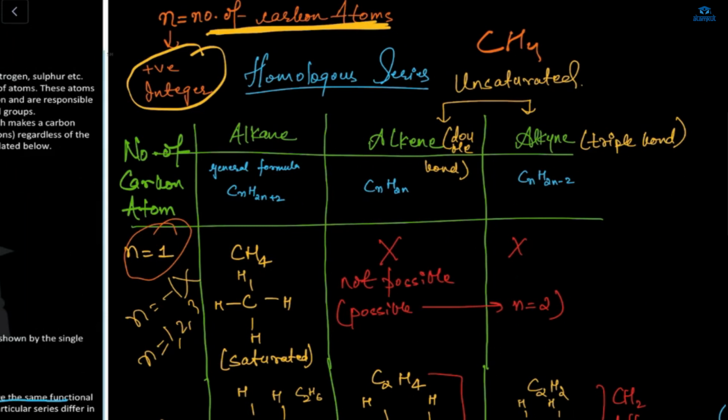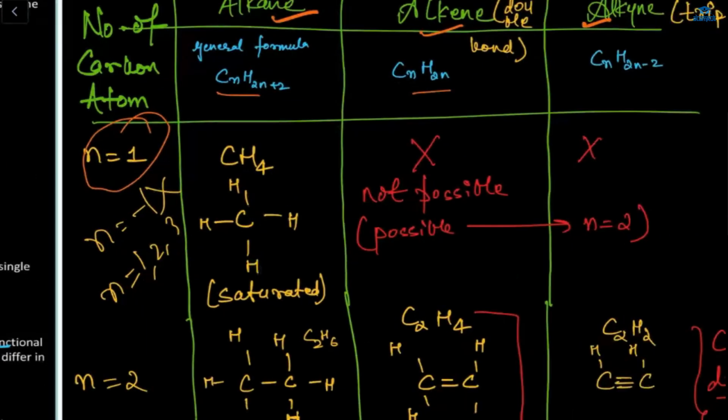So here we are considering the number of carbon atoms: alkanes, alkenes and alkynes. Alkene means double bond, alkyne means triple bond, and these are the general formulas we already discussed. Here, if I put n is equal to 1, this is 2n plus 2, which gives CH4. So there will be a structure of CH4, 1 carbon and 4 hydrogen.